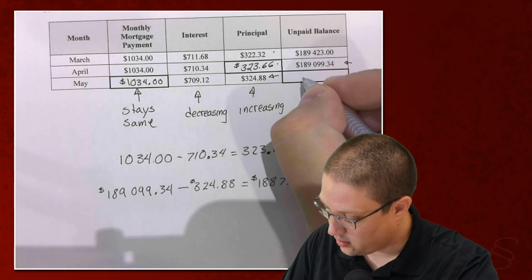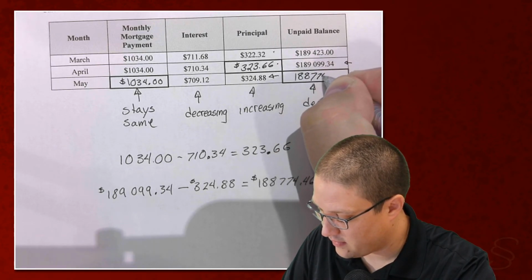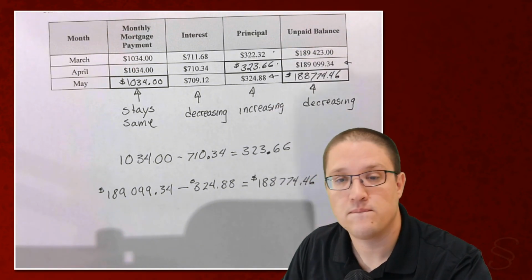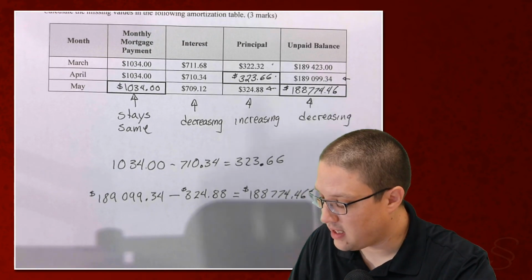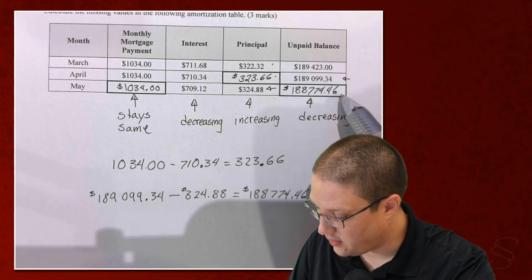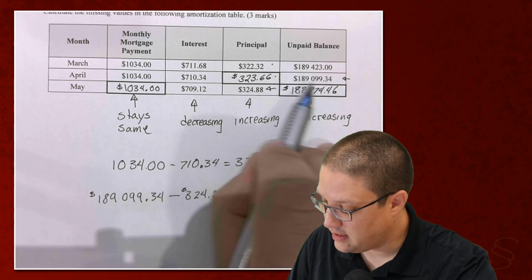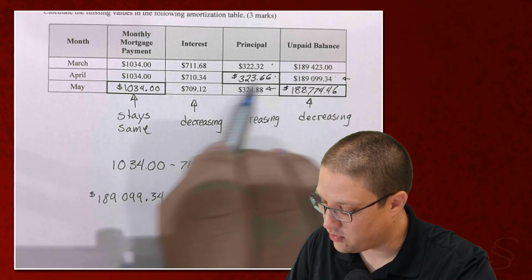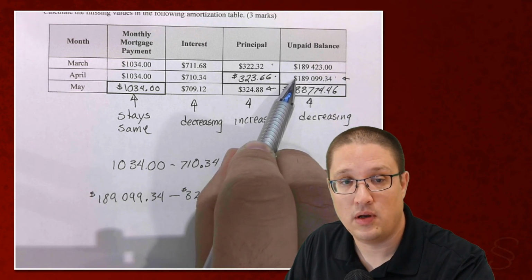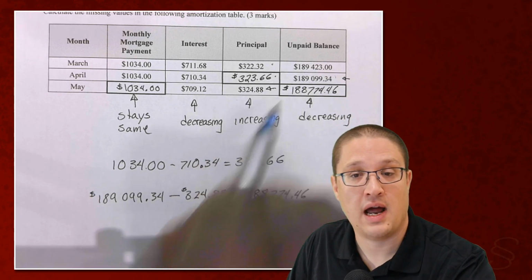This here goes right in here, $188,774.46. So this is how much I have left to pay. Notice this is decreasing, which is good. This is less than that. And what I did is I took this number and subtracted that number. I said, how much did I have left at the end of April? I paid off this much in May. This is how much I now have left.